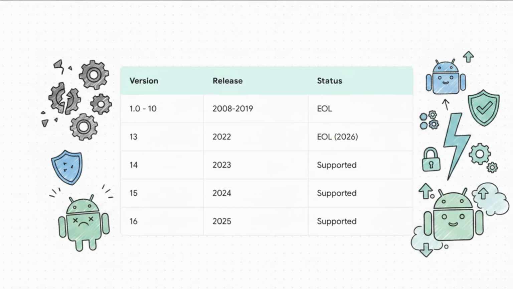When you look at the hard data of the software lifecycle, it tells a pretty stark story. Everything up to version 10 is completely end of life, and even Android 13 is sunsetting soon. So making the jump to modern, supported architectures like 14, 15, and eventually 16 is absolutely critical. It isn't just about getting those flashy new UI features, it's strictly necessary for maintaining your device's security and ensuring your apps continue to actually work.